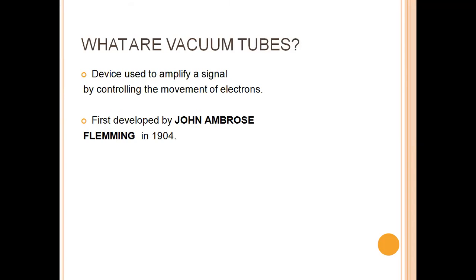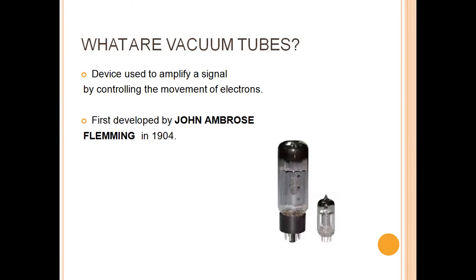What are vacuum tubes? A vacuum tube was a device used to amplify a signal by controlling the movement of electrons. It was first developed by Johann Ambrose Fleming in 1904.